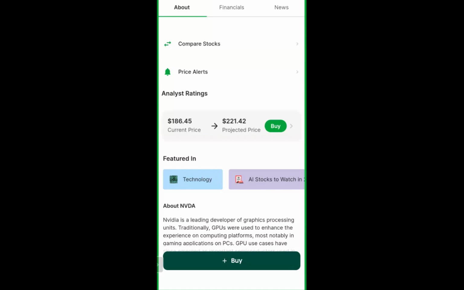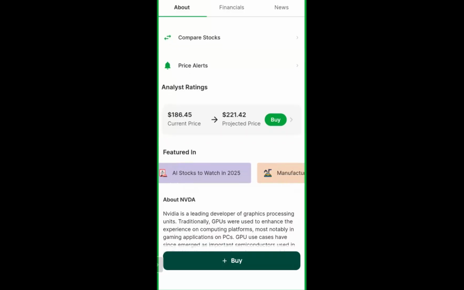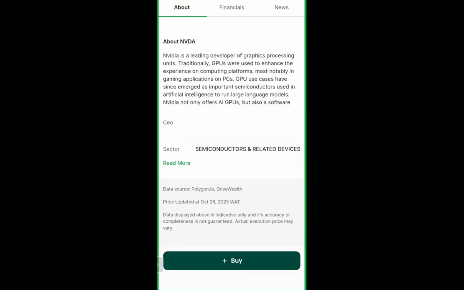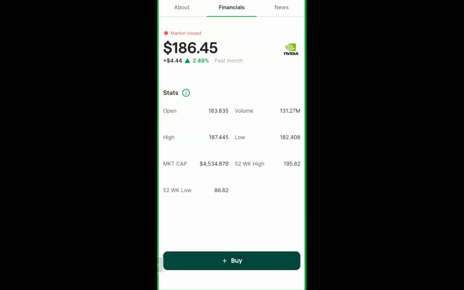So below you can see the sector. It's in technology, and Bamboo has this group of different things, like they group them into sectors, dividends, and different groupings. So it's part of the AI stocks to watch in 2025. Then there's a brief intro about Nvidia, just so that you know, in case you don't know what it's about, and you can decide to buy. The next thing is financials.